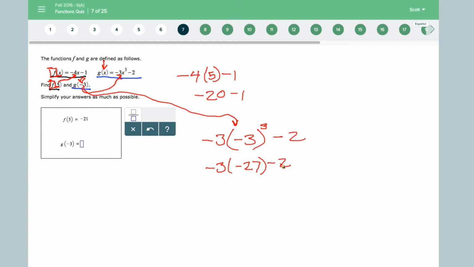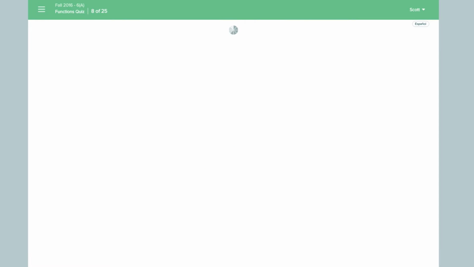So we've got -3 times -27 minus 2. And -3 times -27, I'm just going to do that on the calculator just to make sure I'm doing it right, is positive 81 minus 2, and that's 79.